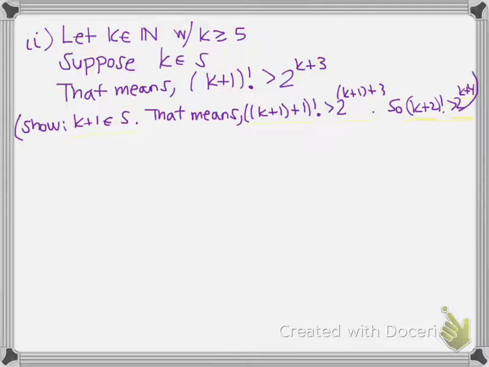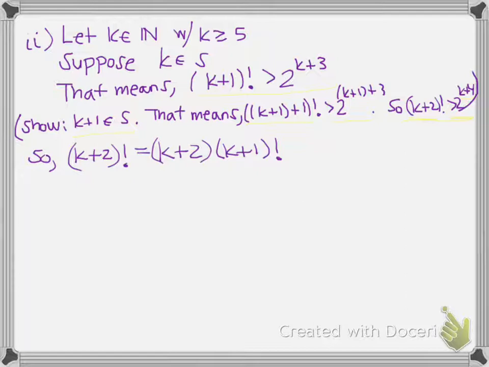Okay, so back to this proof. We're starting with the left: k plus 2 factorial. Remember, you always want to think about your inductive hypothesis. So that equals, if we break this down by the definition of factorial, k plus 2 times k plus 1 factorial.